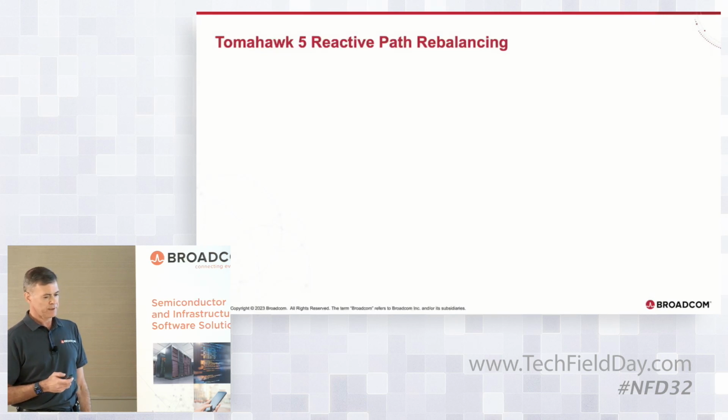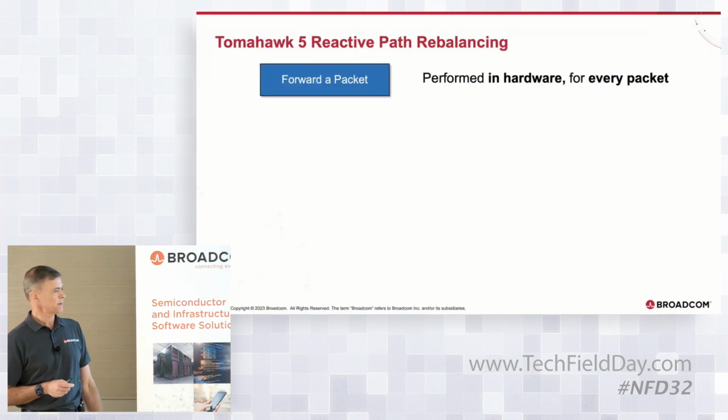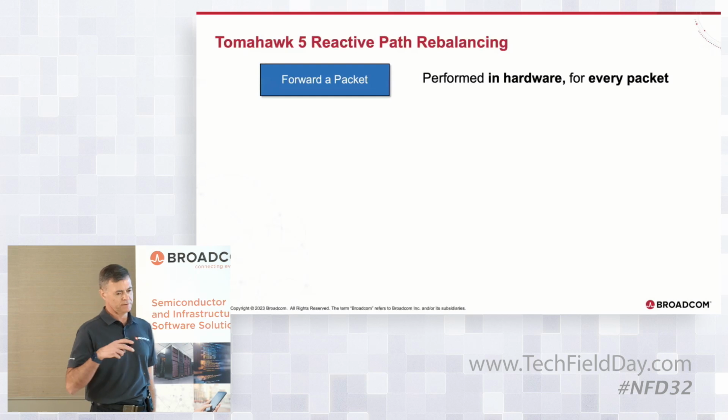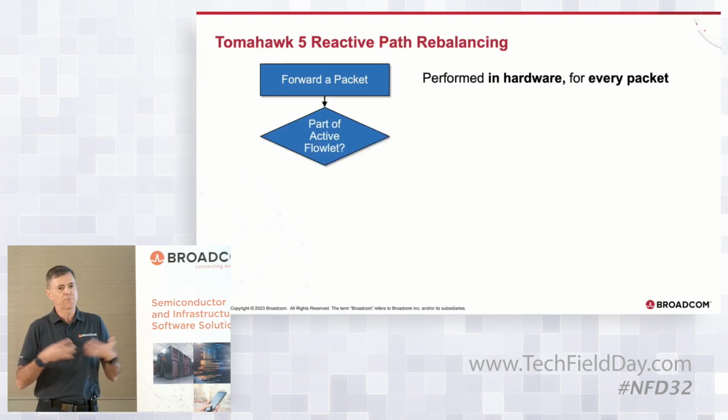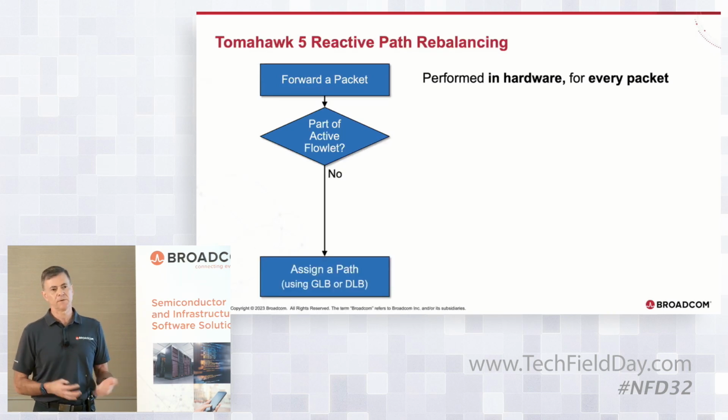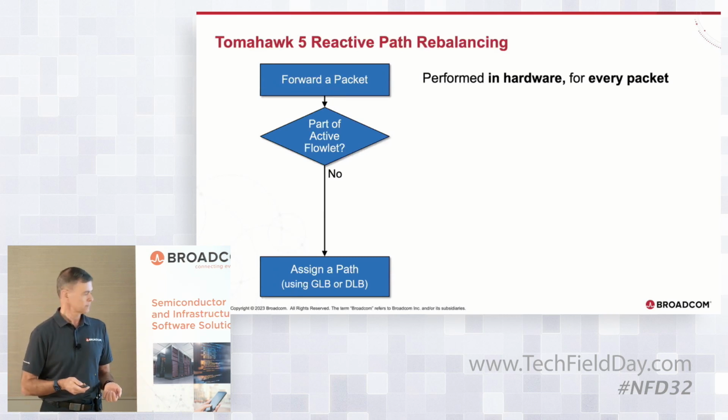So reactive path rebalancing. We really haven't talked too much about this before, but what this does is, for every packet, in hardware, on a packet by packet basis, when the switch is asked to forward a packet, we'll first say, is this part of an active flowlet? And if it isn't, then we will assign a path using dynamic load balancing, or it could be ECMP hashing, it could be global load balancing.